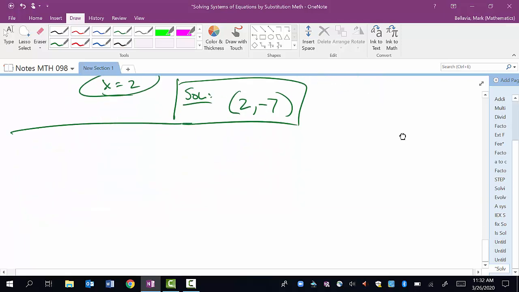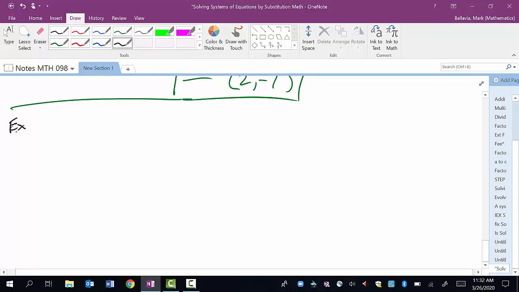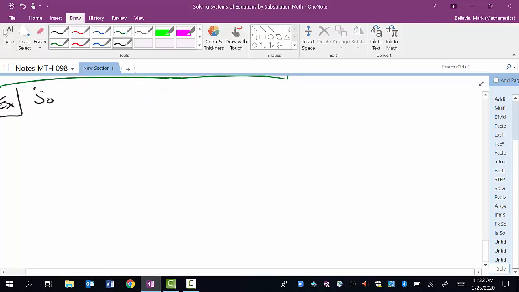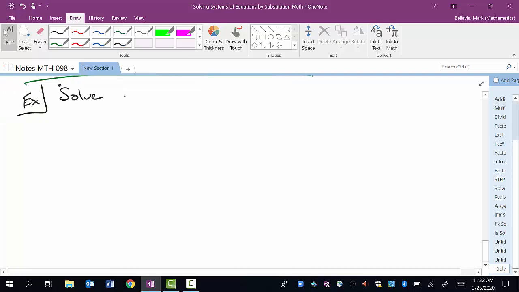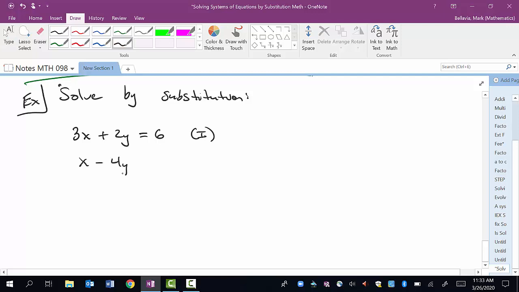Let's take a look at another one. If I said to solve by substitution, and I gave you 3x plus 2y equals 6. Call that equation 1. And x minus 4y is negative 12. I'll label that equation 2.